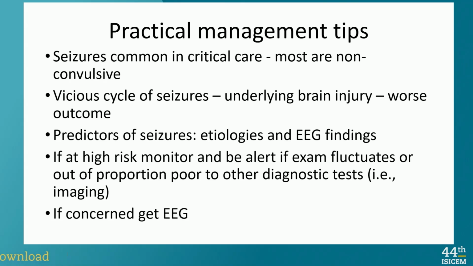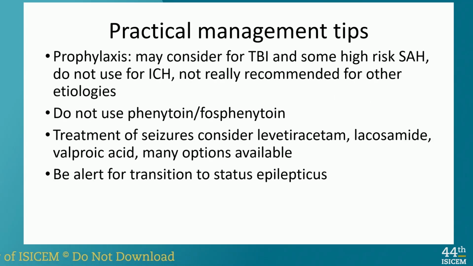Predictors of seizures are the etiology and the EEG findings. If the patient is at high risk, monitor the patient with EEG and be alert if the exam fluctuates or is out of proportion to your other diagnostic tests. Let's say you get an MRI and you don't see any injury there, but the patient clearly has focal findings that fluctuate. That should be a concern because that could be a seizure. So if concerned, get an EEG.